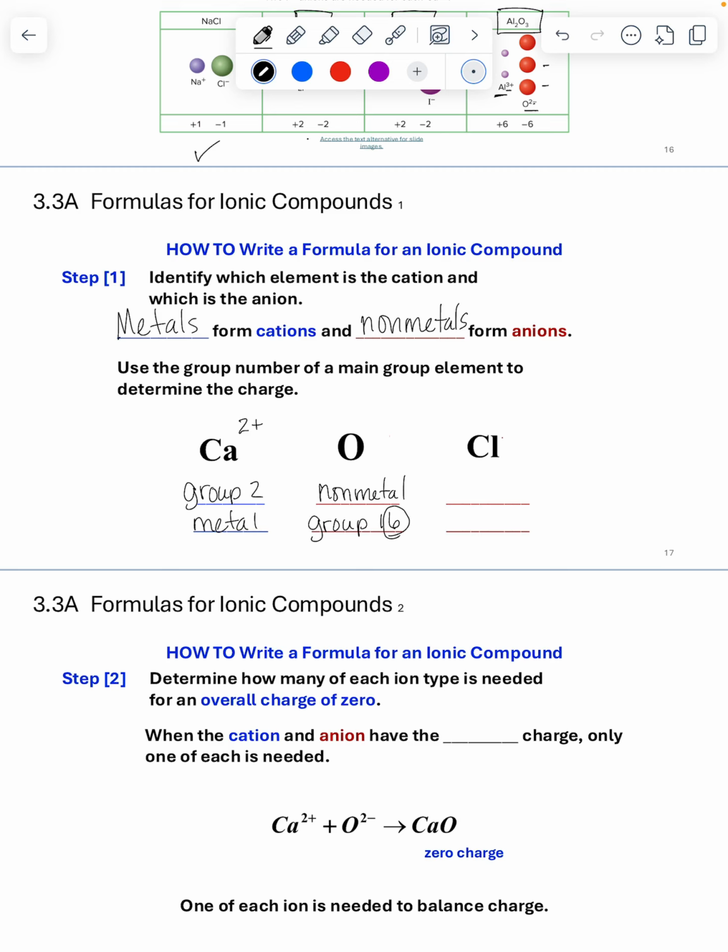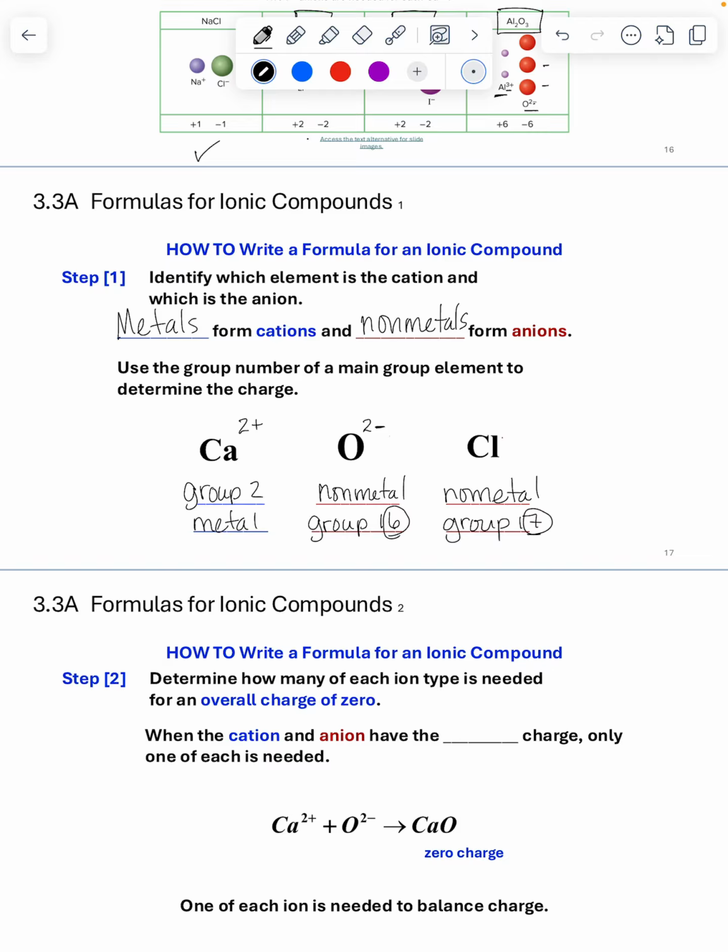Our last example is chlorine. Chlorine is a nonmetal found in group 17. Remember, the group number tells us how many valence electrons go in with that ones place. We see that chlorine has 7 valence electrons. And if it could gain 1 more electron, it would have a full outer shell, and so it's going to take on a -1 charge.